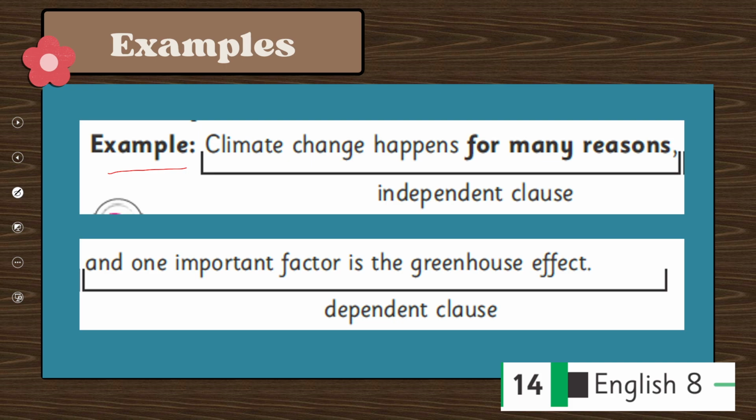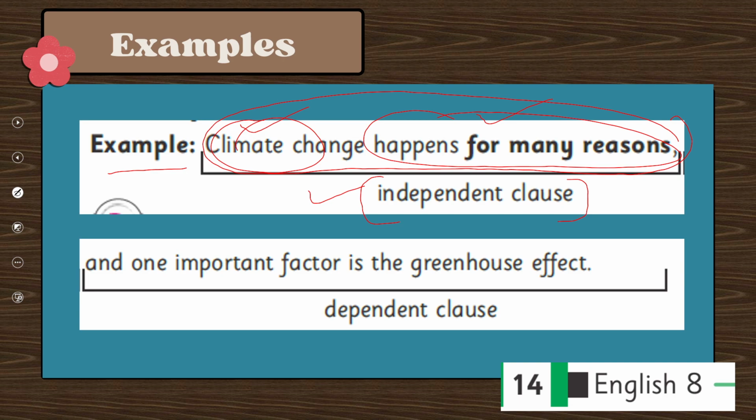Climate change happens for many reasons. Now, if you take this clause, we have a subject and also a verb. This is an independent clause because we are understanding the meaning. We know that climate change happens for many reasons. So, we have a subject and also a predicate. Hence, it is an independent clause.